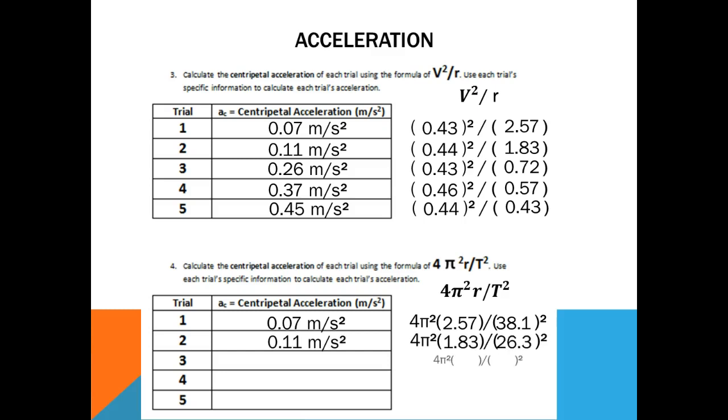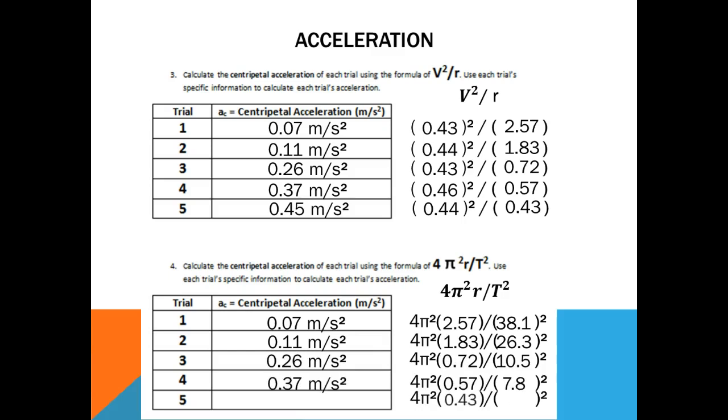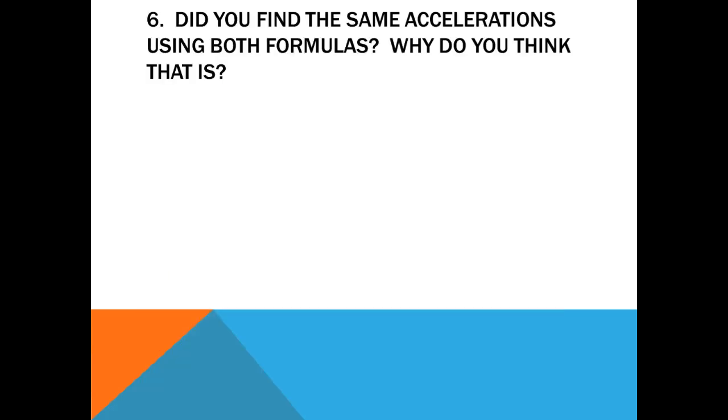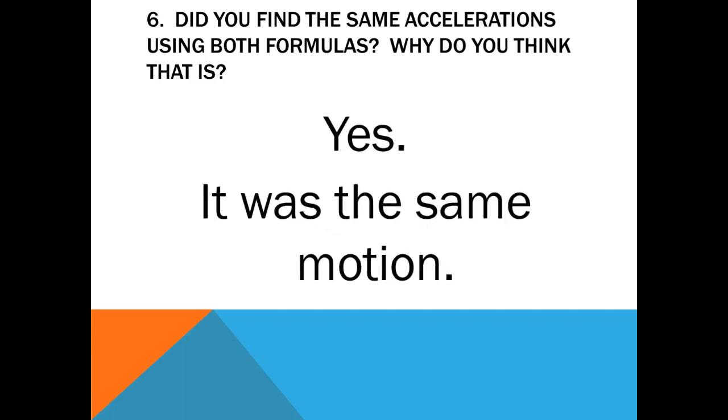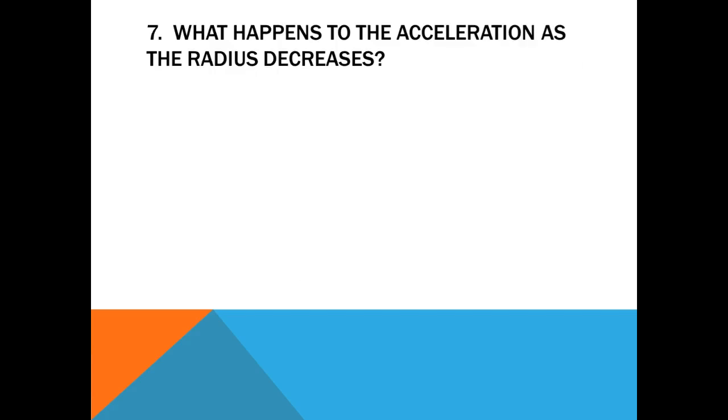Remember, these are just example calculations. These are not the same numbers that you should get. It should be very much based on the data you calculated for your period, the data you set up for your radius, which was your independent variable. When we use either formula, we should get the same exact acceleration. It's the same motion, so it doesn't matter if I'm looking at the period versus the frequency. As long as I'm using the right formula, I should be able to get the right acceleration.